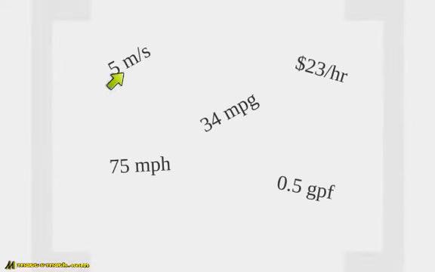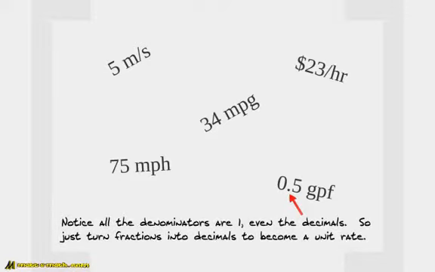5 meters per second. It's not 5 meters per 2 seconds or anything like that. 34 miles per gallon, per 1 gallon as opposed to 34 miles per 2 gallons. $23 per hour, pretty good wage there. And 75 miles per 1 hour. Again, we don't say 1 hour, we just say per hour. And then, of course, 0.5 gallons per flush, about a half a gallon per flush. Notice all of the denominators are 1, even with the decimals. And we can just turn fractions into decimals and they can become a unit rate really easily. Because I could have written this one as a 1/2 gallon per flush, 1 gallon per 2 flushes, but I want it per 1 flush.